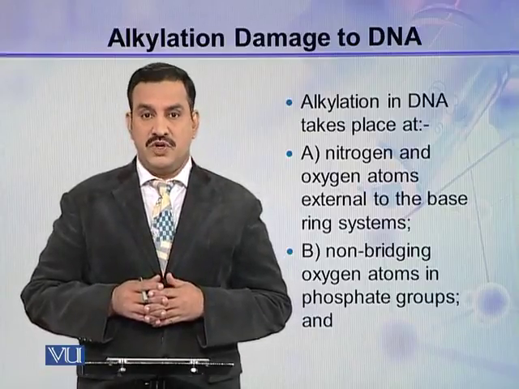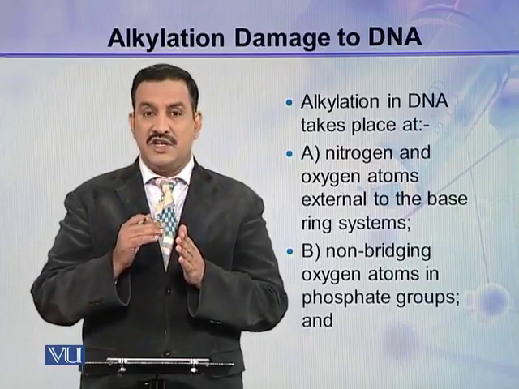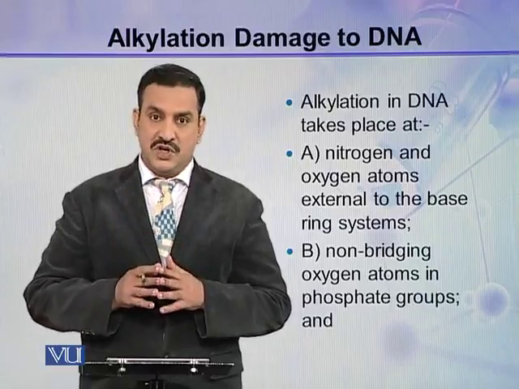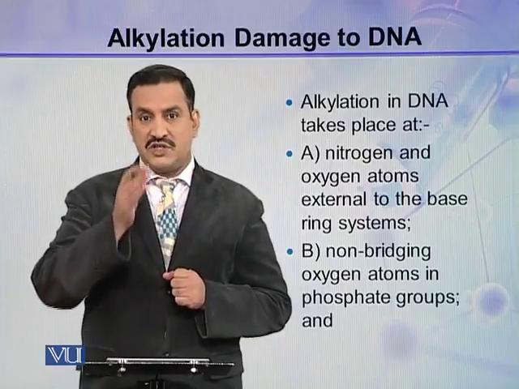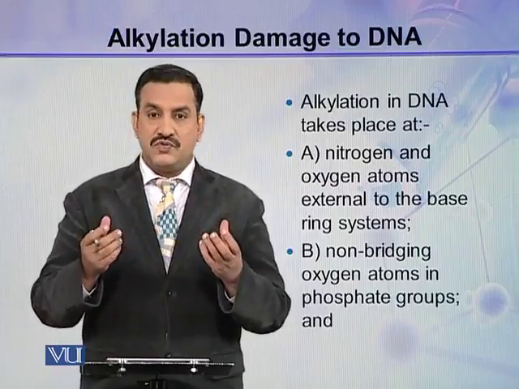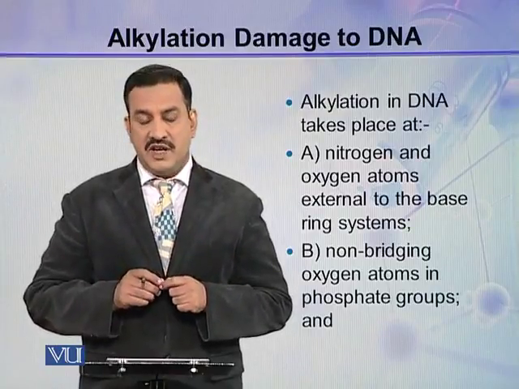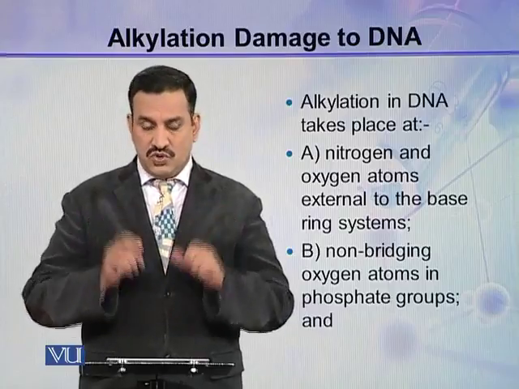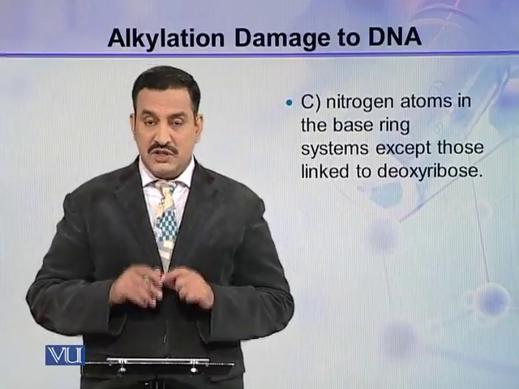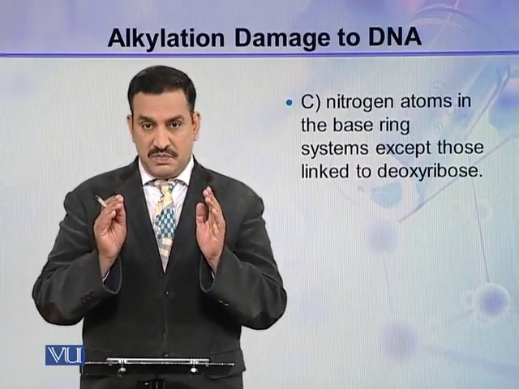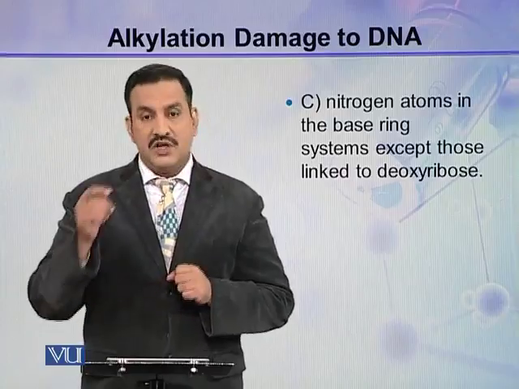in the phosphate group. You know, phosphate group combines 2 nucleotides, and it has 4 oxygen groups. 2 of its oxygens are involved in the phosphodiester bridge formation, and the rest of 2 oxygen atoms are free. So the second site of such attack by electrophiles is these 2 oxygen atoms. And the third group is the nitrogen atom in the base ring system of nitrogenous bases, except that nitrogen which is attached with the deoxyribose.